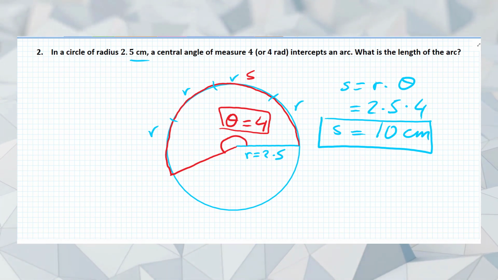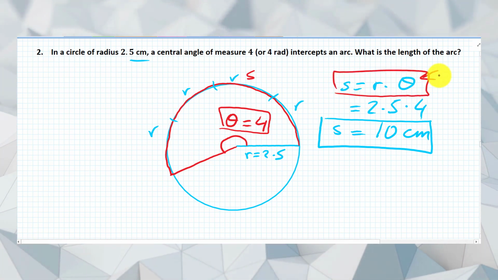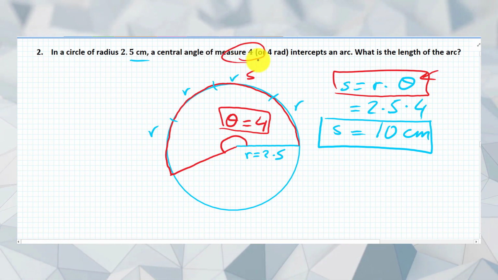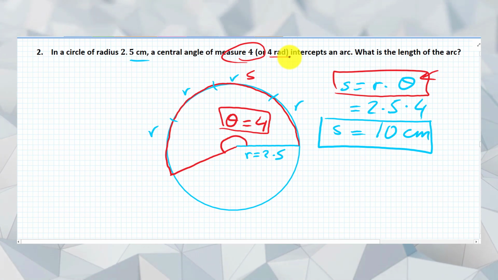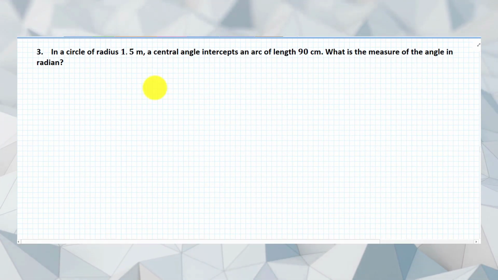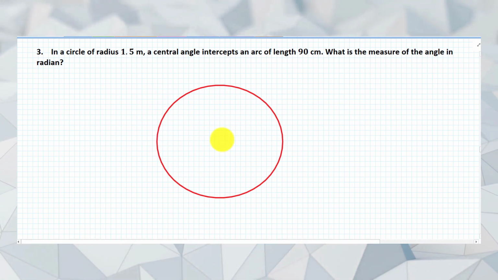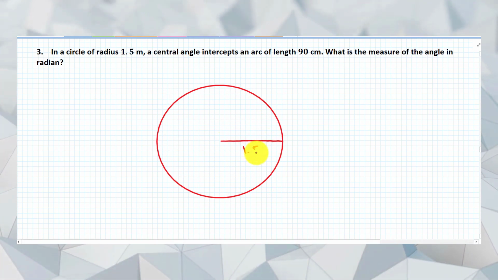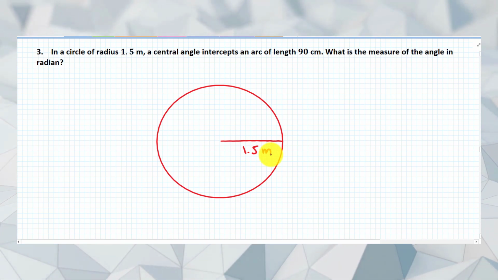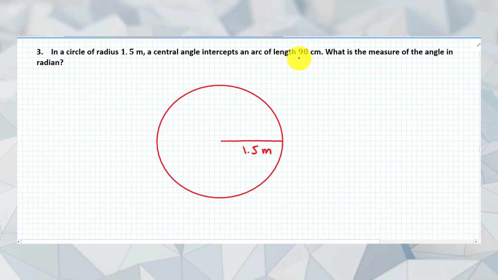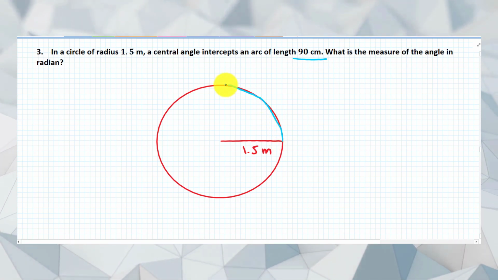Again, this formula is fundamental. It's only used when theta is given in radian. That was the case right here. The central angle measures 4 radian. Next example. So we have another circle. This time the radius is 1.5 meters. So here we go, 1.5 meters. And the central angle intercepts an arc of length 90 centimeters. The length of the arc is 90 centimeters.